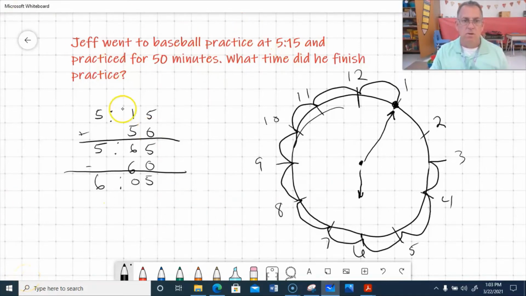And whenever you do an addition problem and you end up with something like this, you can either regroup by taking away your minutes and turning them into hours, or draw a clock face. And a lot of times on some of these problems, they already have clocks that are drawn for you already. So we'll look at some problems like that real quick here.